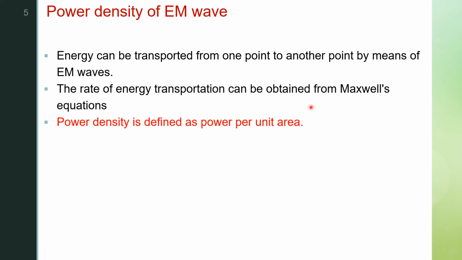So what is power density? Power density means power per unit area. So in order to compute the power density associated with an electromagnetic wave, let's consider Maxwell's curl equations. That is del cross E is equal to minus dou B by dou t. So that I have written here as minus mu dou H by dou t.